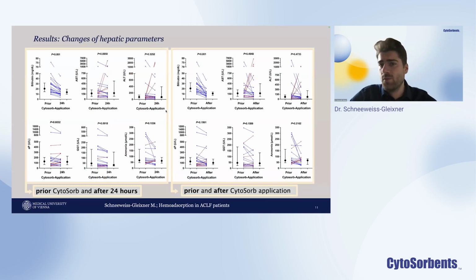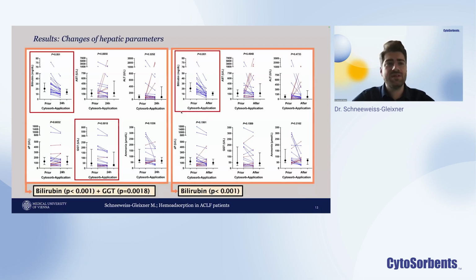In the next steps, we evaluated the changes or the development of the laboratory parameters during CytoSorb application. So here we have the changes in the liver chemistries or the hepatic parameters on the left-hand side after 24 hours of CytoSorb therapy, and on the right-hand side after the whole CytoSorb application or whole CytoSorb therapy.